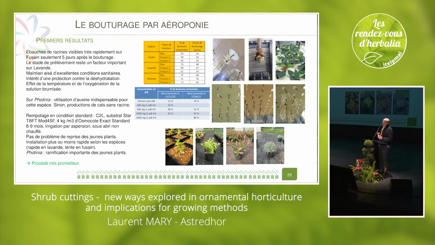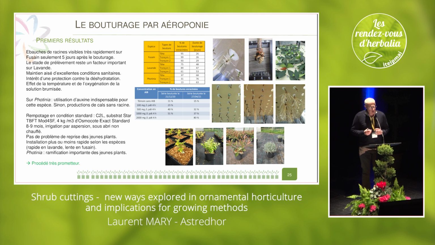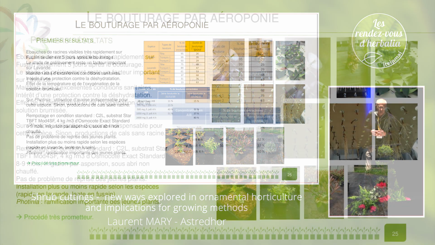For the photinias, that are a bit slower, you need to use oxine, because even with those systems, there are limitations. The cuttings actually clot, and they don't grow roots that much. So if we add oxine, depending on the concentration and the type of oxine we use, the results can be very interesting with percentages that can be pretty high.